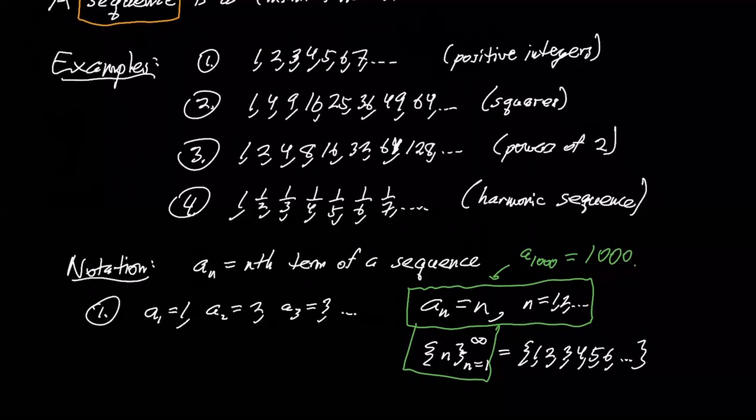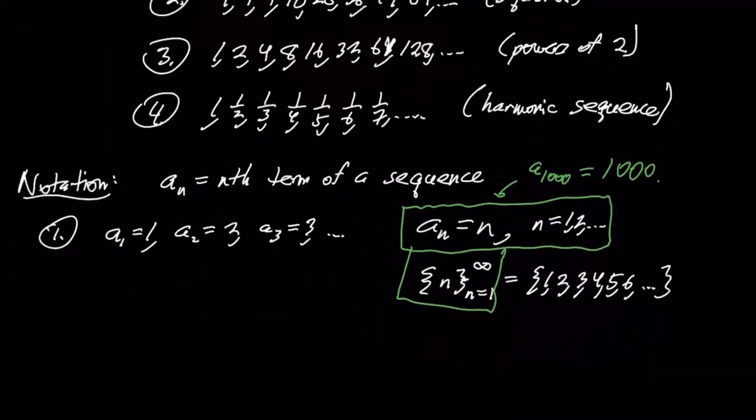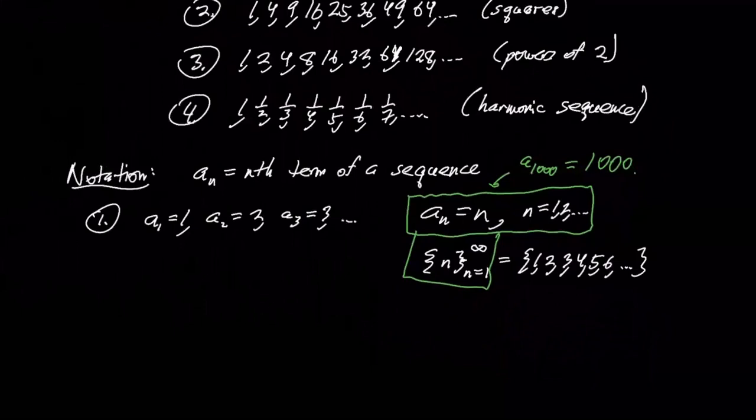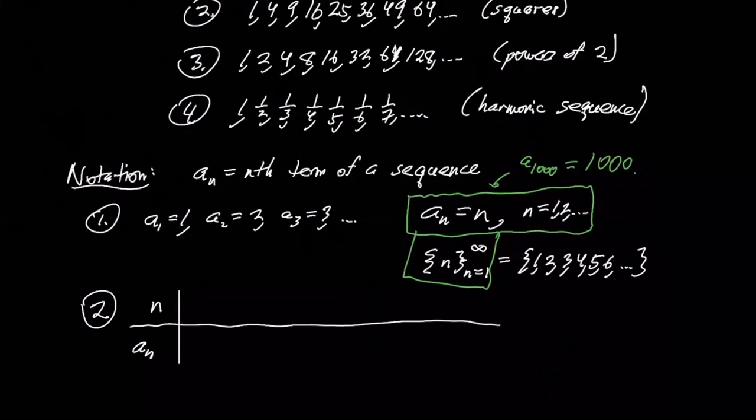So for the second one, the squares, say you didn't recognize they were the squares. You could also do something like this. You could start making a chart, like a table. I can be a little fancier and make these straight lines. Here's a table.